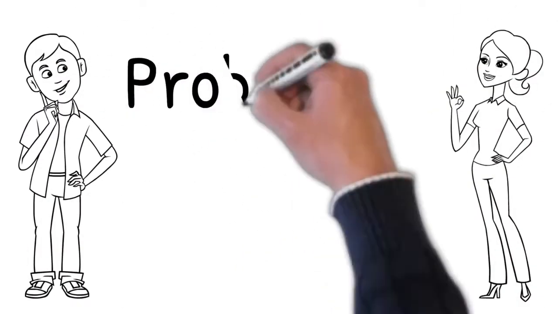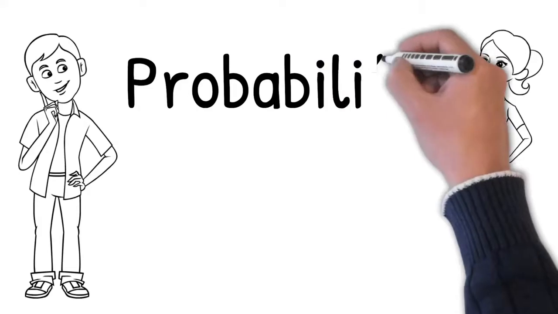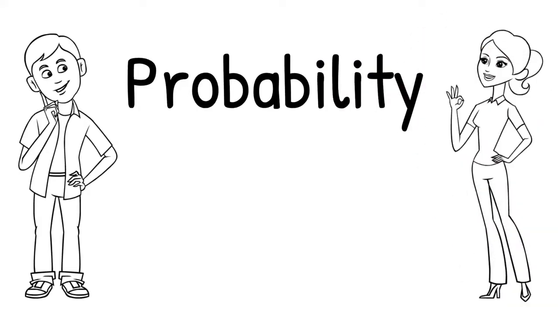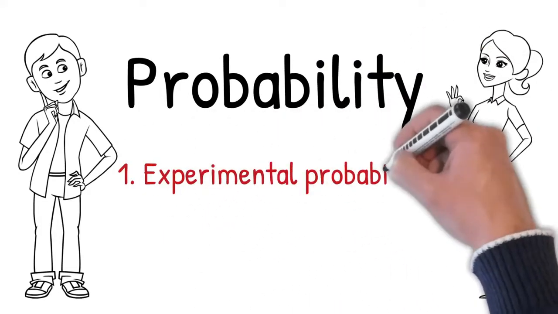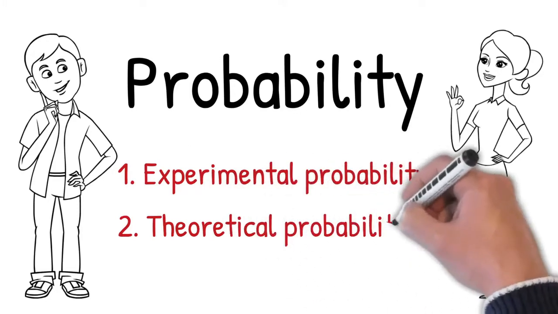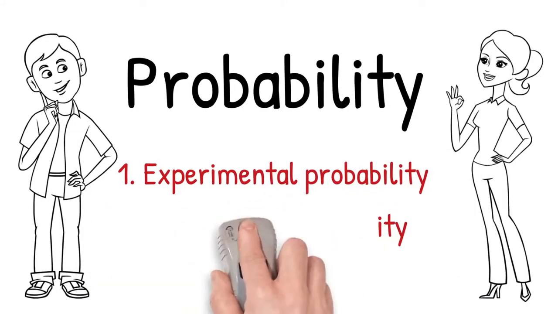Today our lesson is probability. We have two types of probability: experimental probability and theoretical probability. In this lesson we will talk about experimental probability.